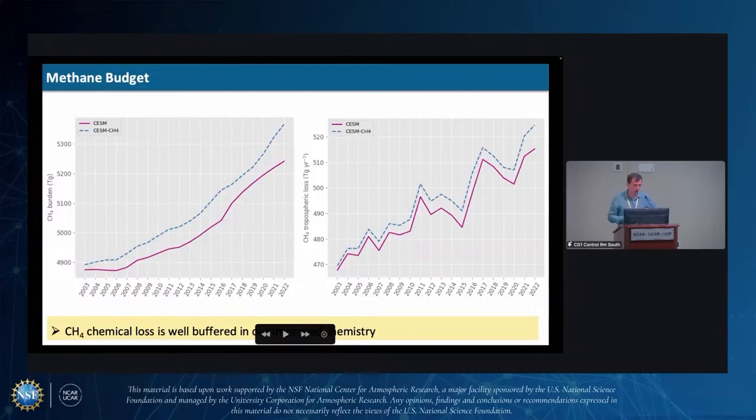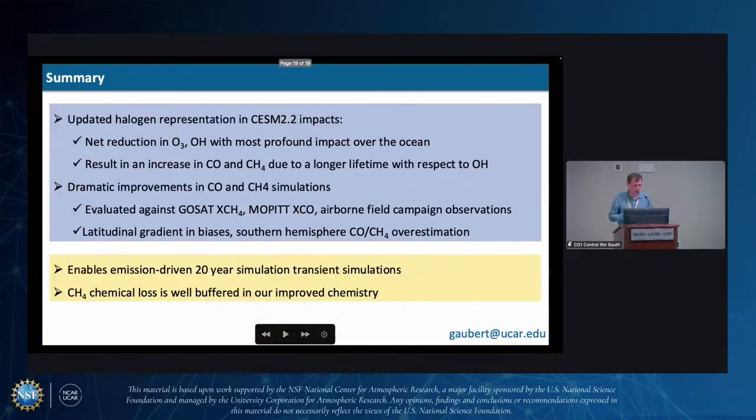So we do have a higher burden in the CESM methane, as shown to be better with GOSAT. And this translates into a higher methane loss, which means that our system, with our OH prognostic, is actually well buffered and tends to dampen the methane perturbation so that the differences between the two runs are not as large and would give you a methane lifetime that would be similar between the two.